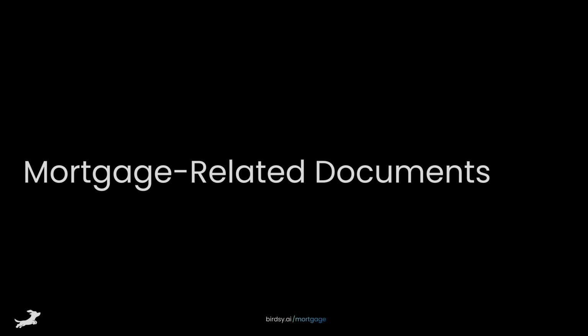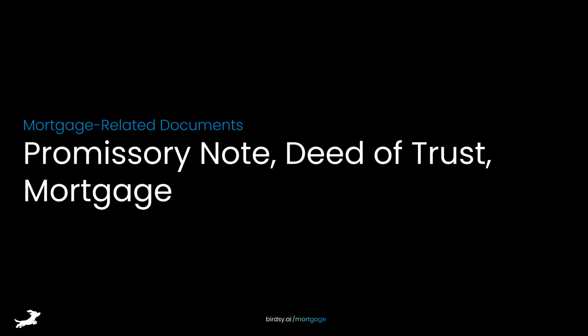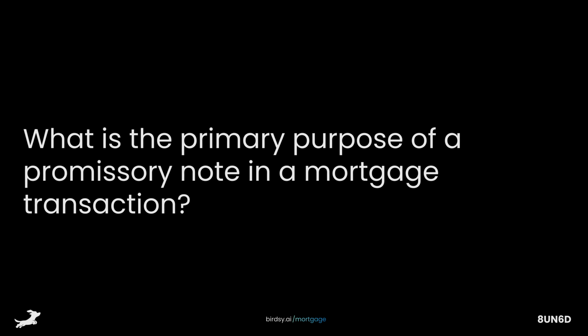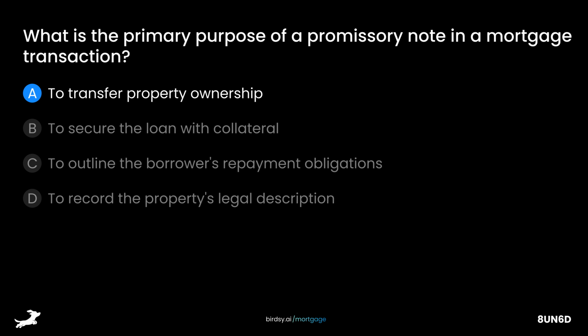Mortgage-related documents. Promissory note, deed of trust, mortgage. What is the primary purpose of a promissory note in a mortgage transaction? Is it A, to transfer property ownership? B, to secure the loan with collateral? C, to outline the borrower's repayment obligations? Or D, to record the property's legal description?